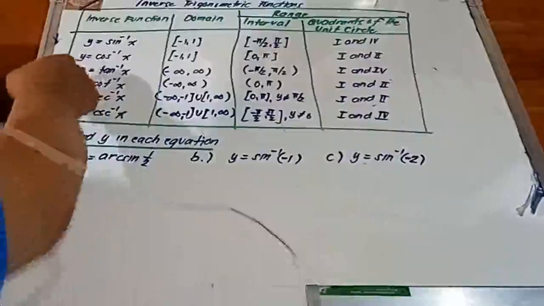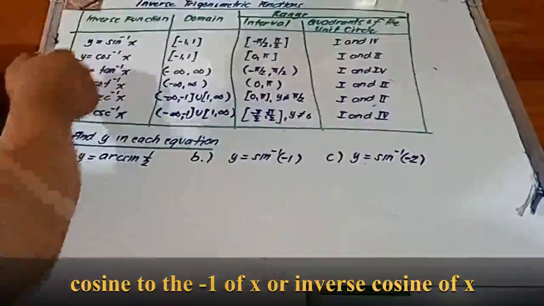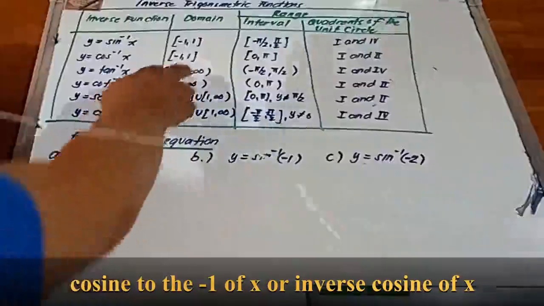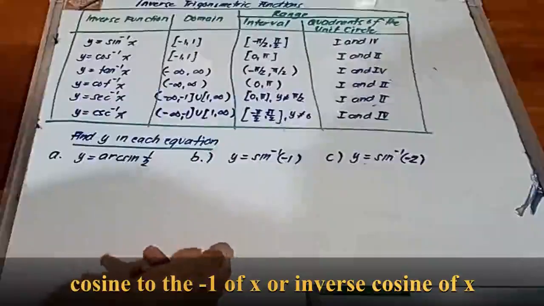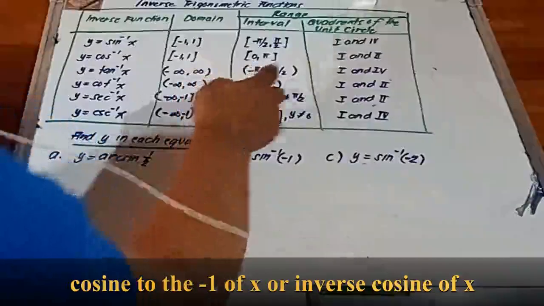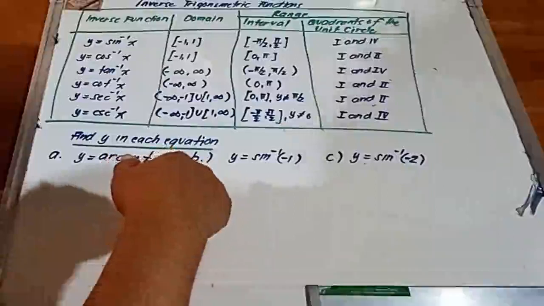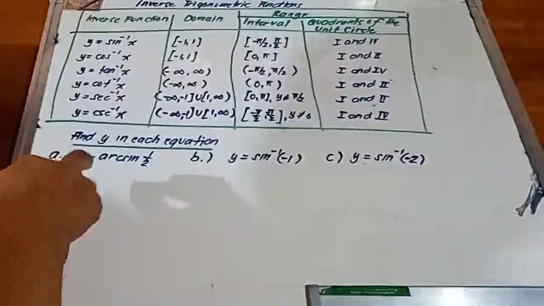Well, for the inverse of cosine function in the form of y equals cosine to the negative 1 of x, ang domain niya is from negative 1 to 1, interval is from 0 to pi, sa quadrant natin yon, first and second quadrant yon.